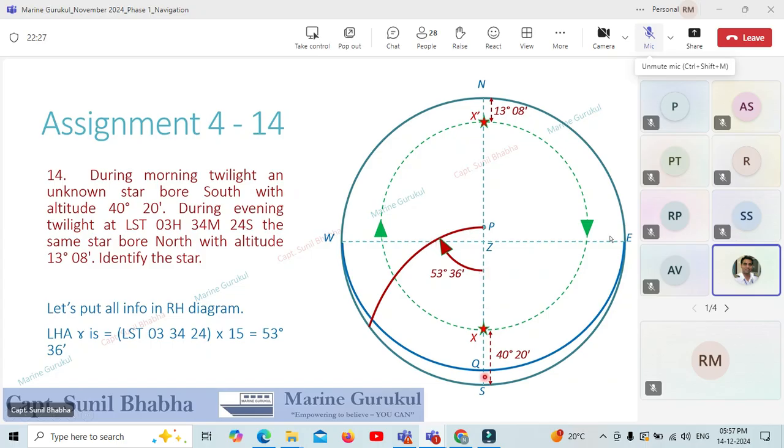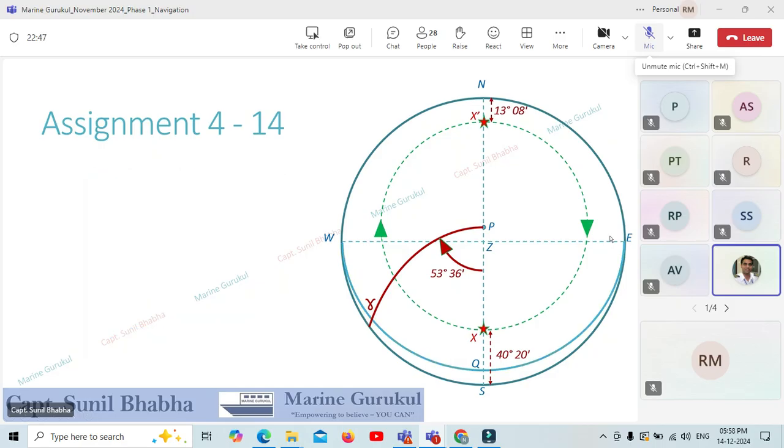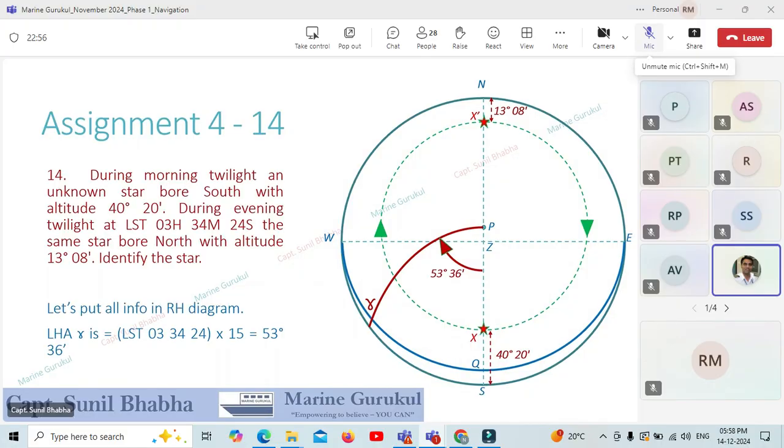So from the observer's meridian, we go in the westerly direction. You see, this is the westerly direction by 53 degree 36 minutes, and it gives us the celestial meridian of Aries. This is the location where Aries is going to be. Clear up to here, beta? Yes, sir. Very good.